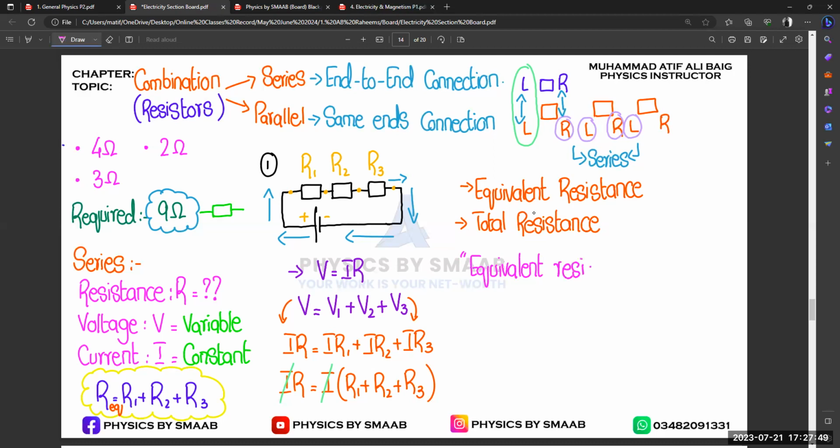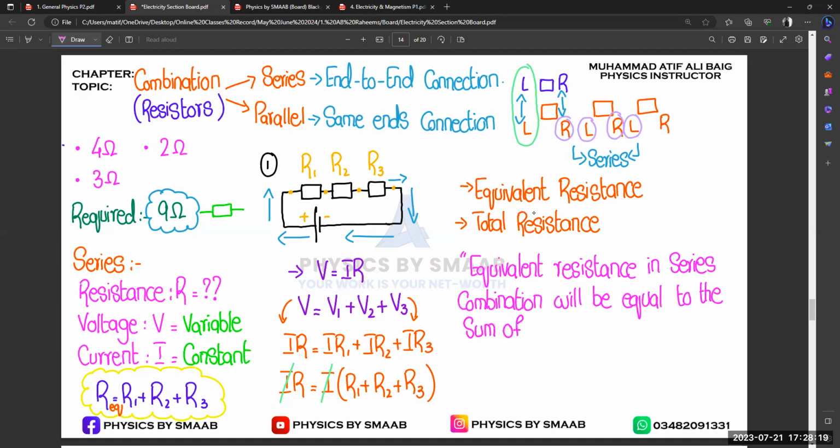equivalent resistance in series combination will be equal to the final resistance.